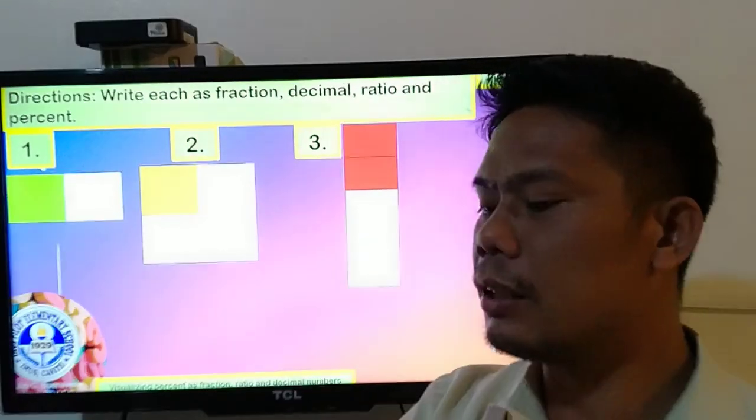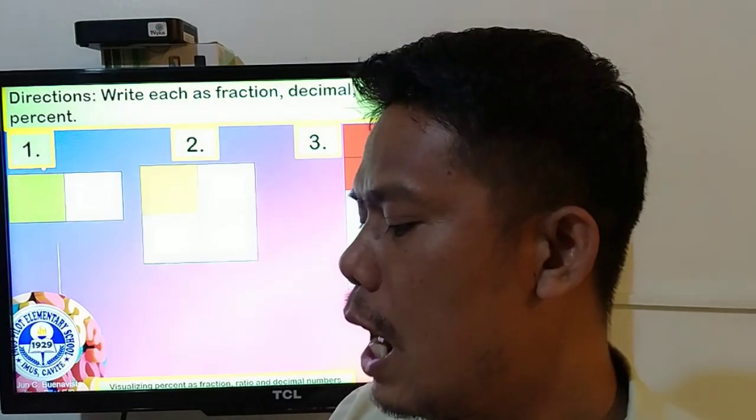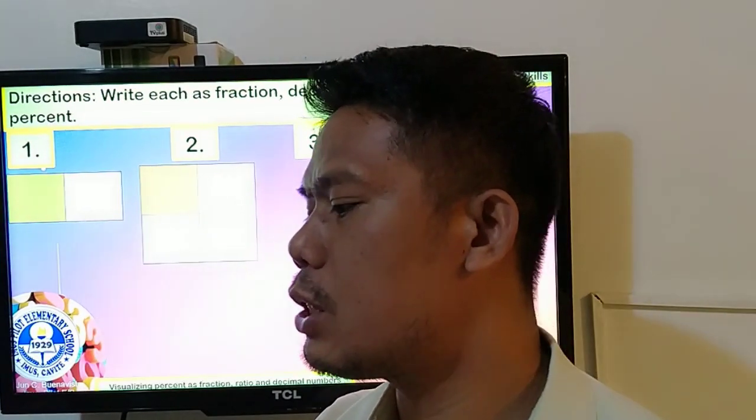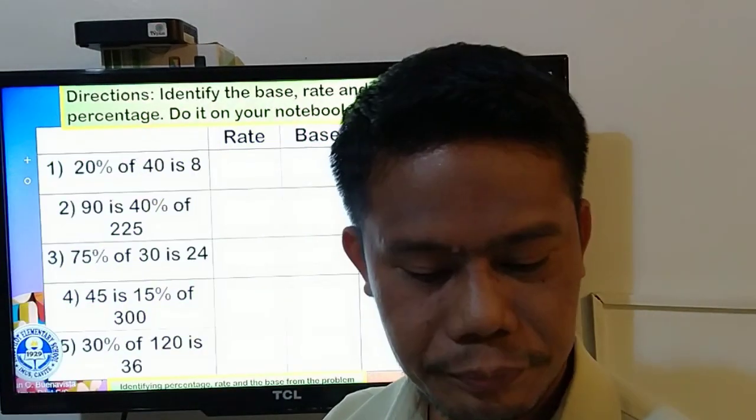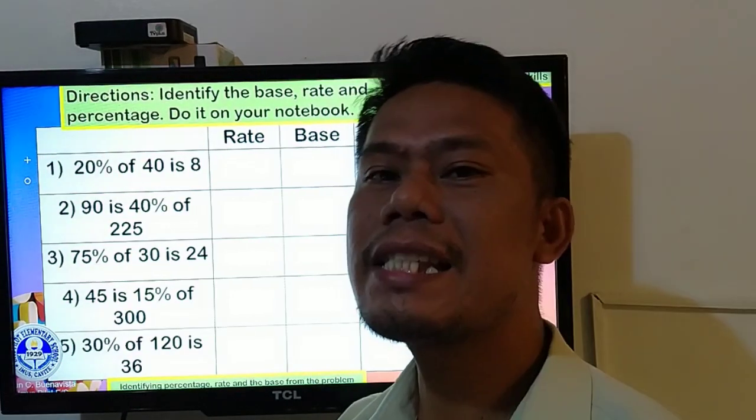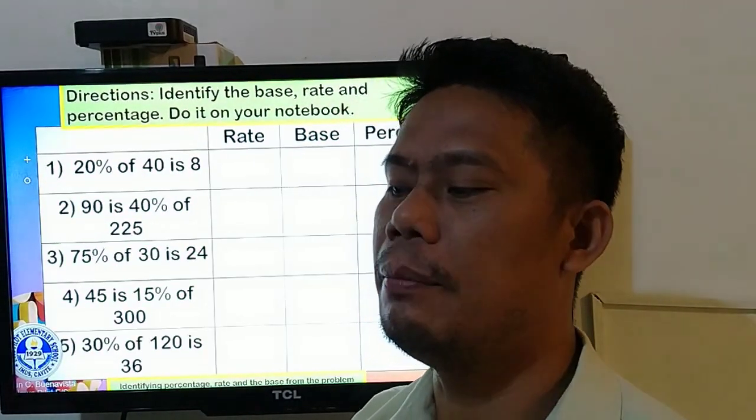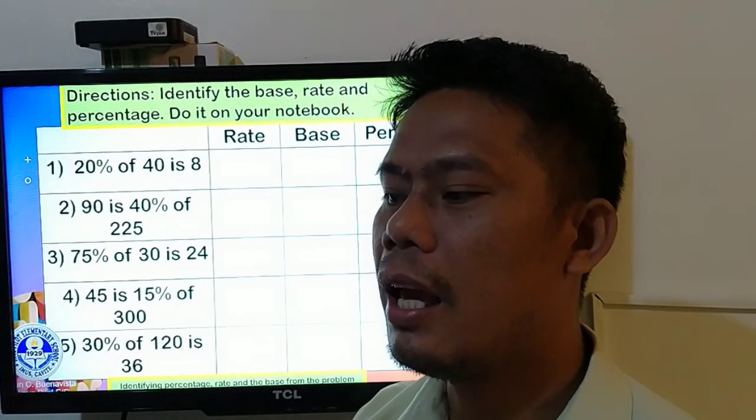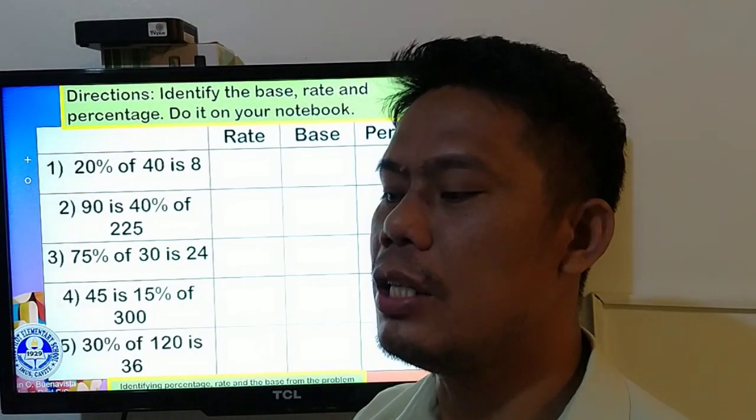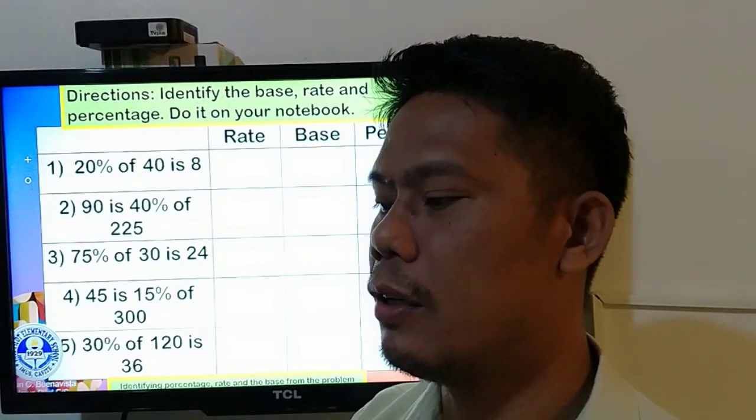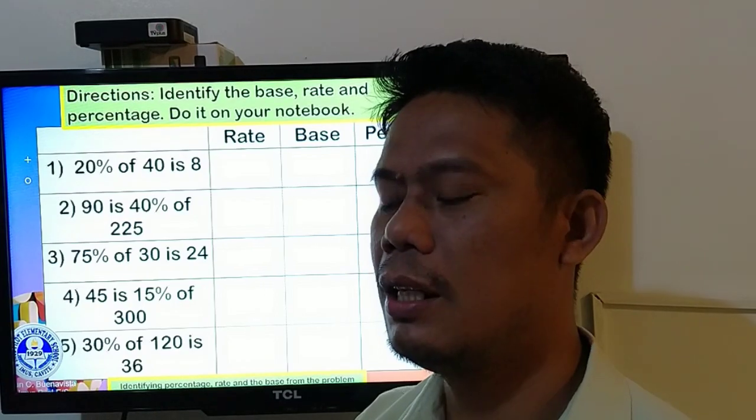Okay, let's have another activity. Activity number 2. I'm going to give you 3 minutes to answer. Answer only. So this time, you are going to identify the base, rate, and the percentage. Do it in your notebook. Okay, sa notebook naman siya gawin.